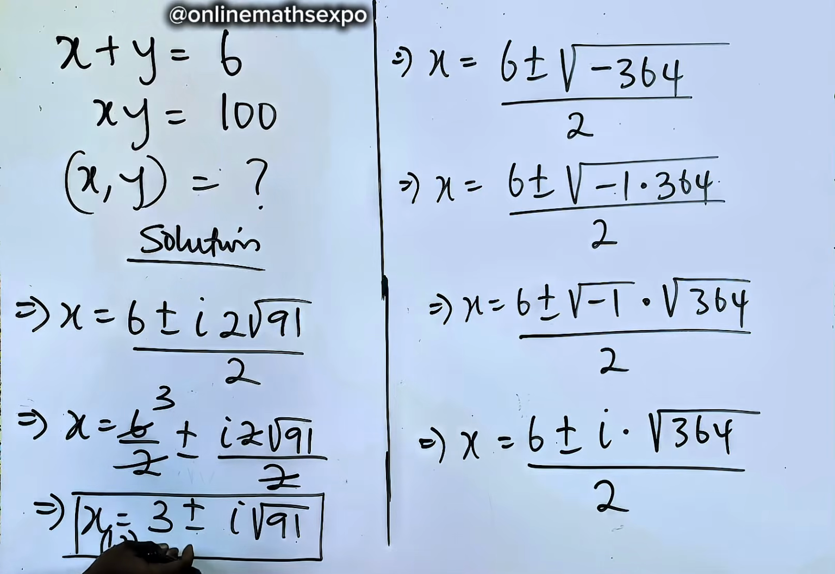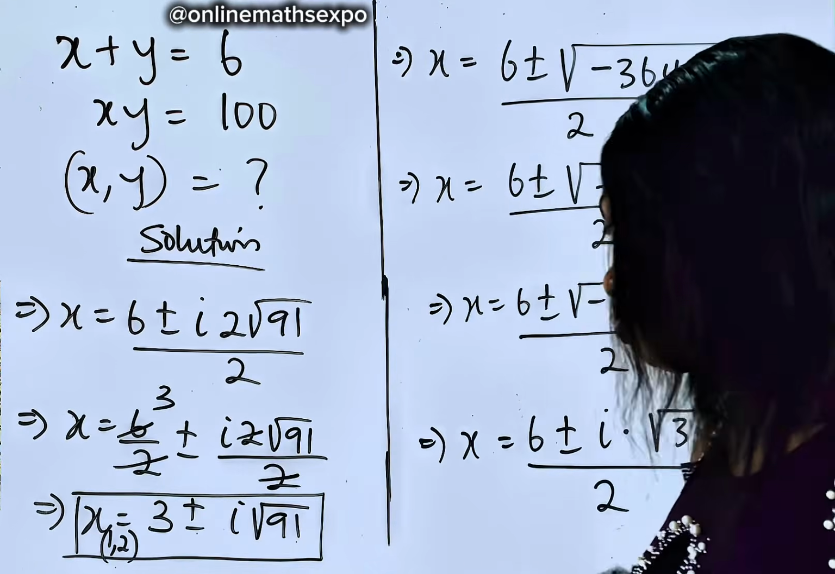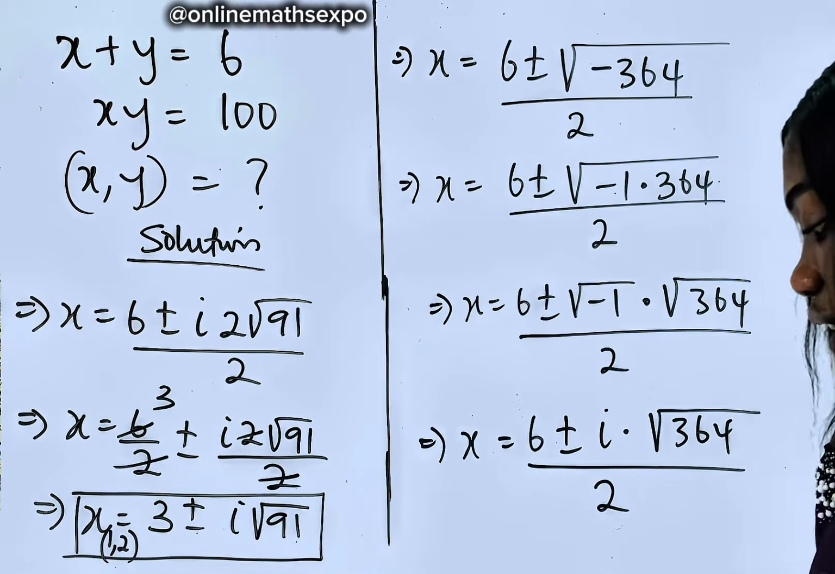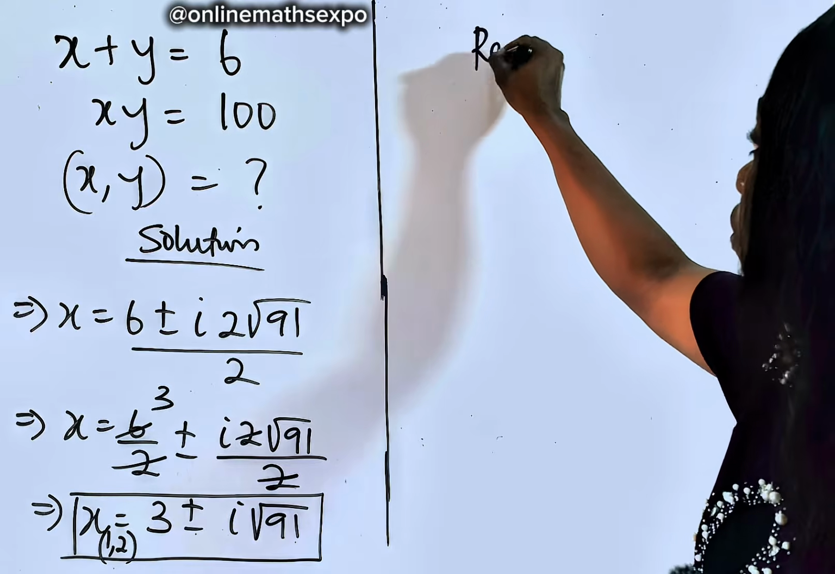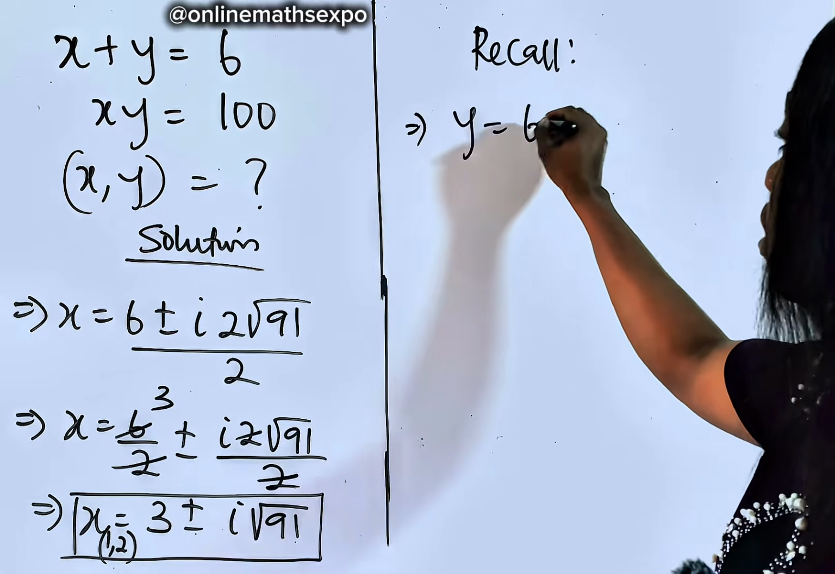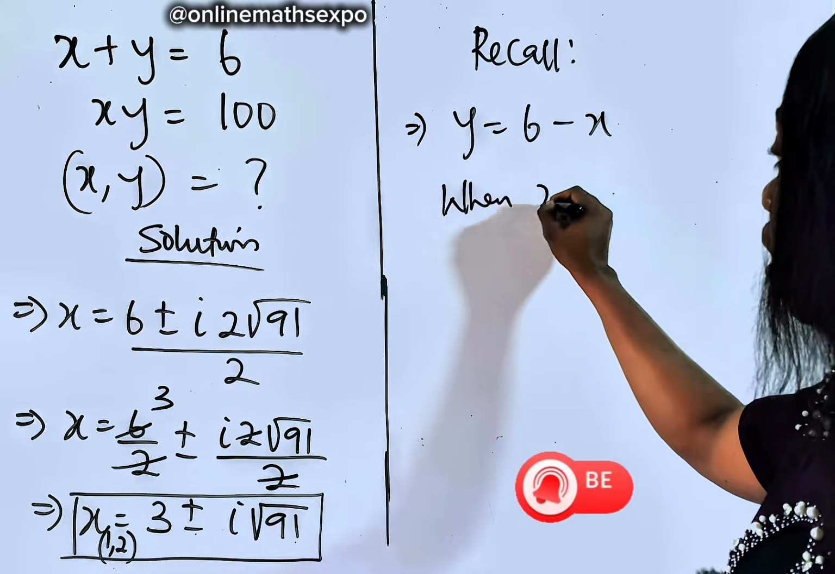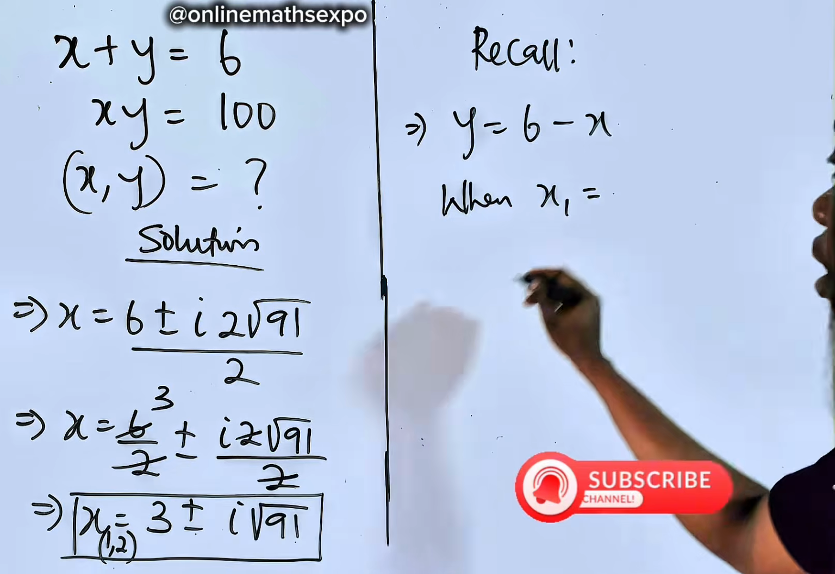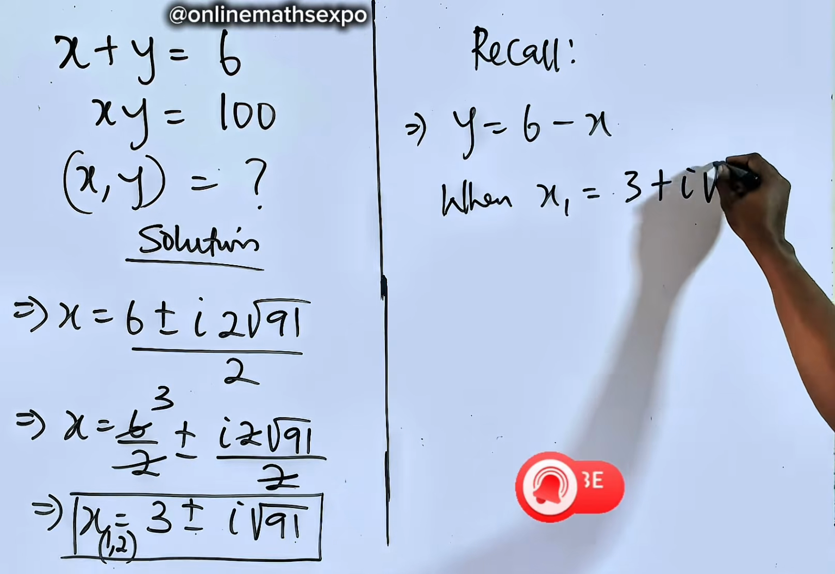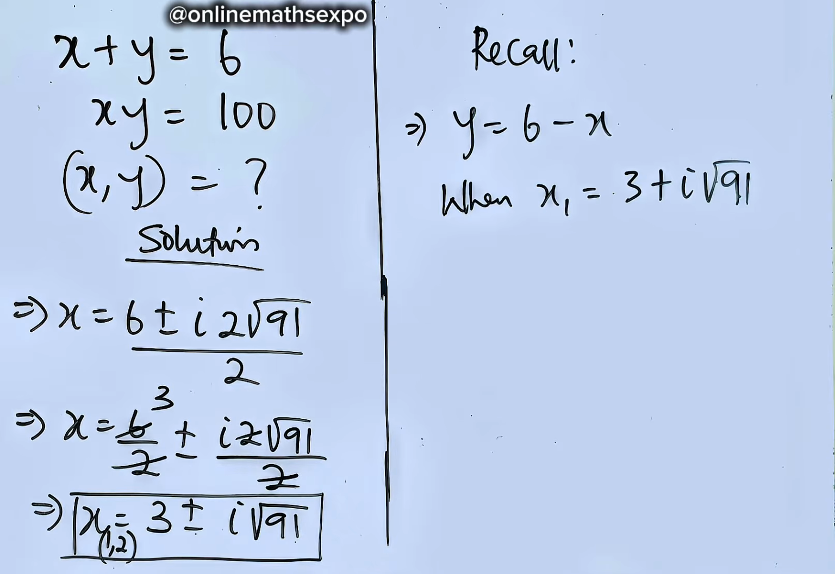Now we're going to plug these two values of x into the equation we left behind to get their corresponding y values. Let's do that together. So recall, we said y is 6 minus x. So when the first value of x is 3 plus i root 91, let's get the corresponding y value.